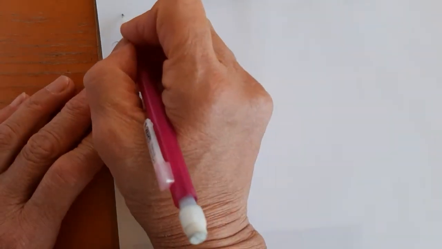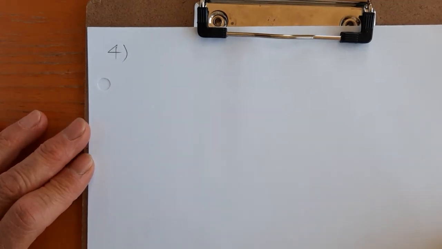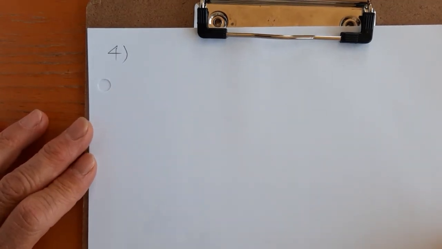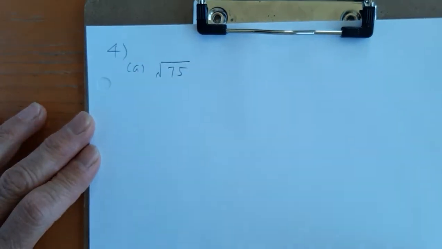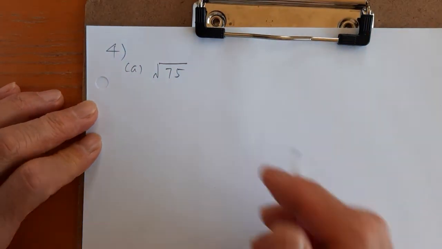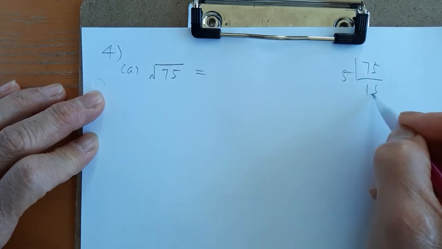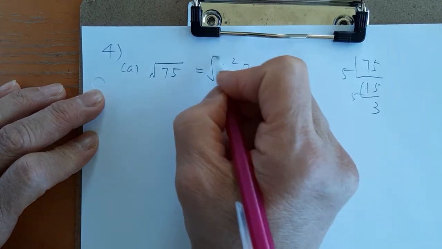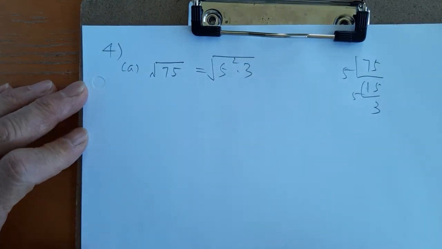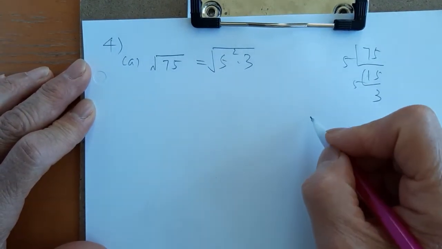Next question. Question 4 is going to simplify radicals: the square root of 75. Simplify the square root of 75. Since 75, you can divide by 5, it's 15, and 15 divided by 5 is 3. So it's 5 squared times 3, and take the square root.